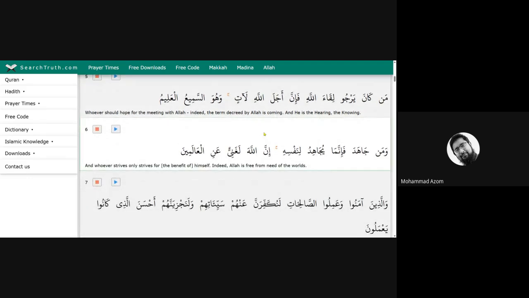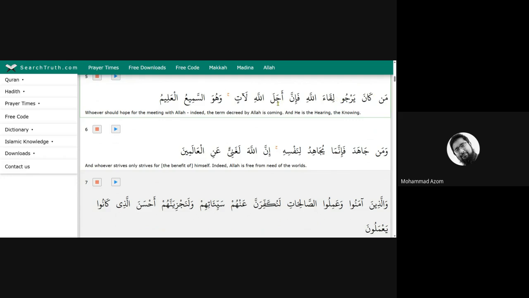Look at this one. Kana yarju. Okay, so kana, it has been yarju. Lika Allahi. So here the kana is actually "it was." So whoever should hope. Man kana yarju is to hope, and it has been hoped. So kana has been used here.